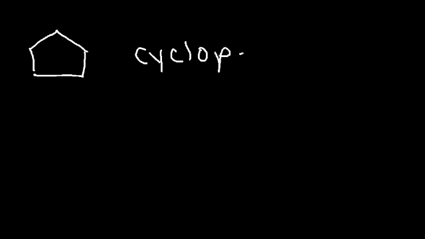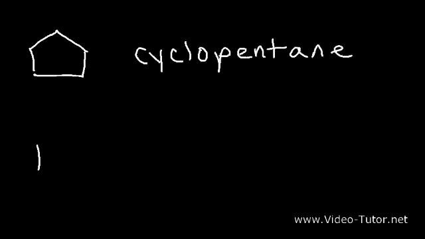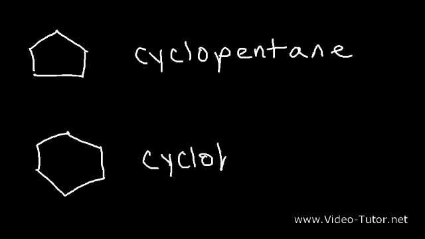Now there's 2 other common shapes that you need to be familiar with. This is called cyclopentane, since it's a ring with 5 carbons. And the one that looks like a hexagon, this is known as cyclohexane. Now go ahead and take a minute and draw cycloheptane and cyclooctane.